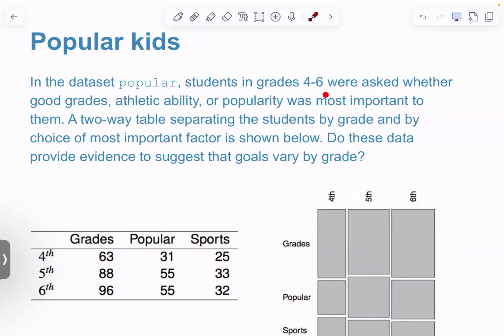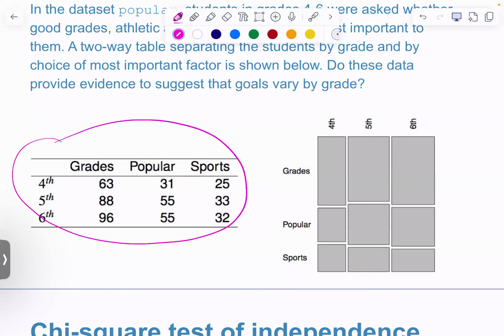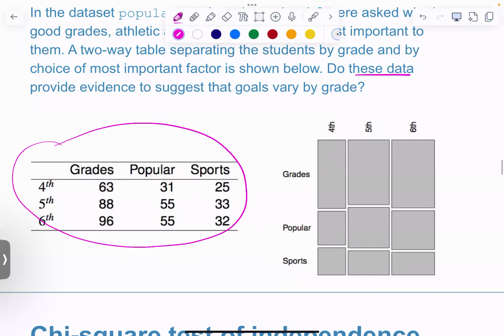Students in grades 4 to 6 were asked whether good grades, athletic ability, or popularity was most important to them. A two-way table separating the students by grade and by choice of most important factors is shown below. So right away, if you see something like this on the test, then you know it's going to be a chi-squared test of independence. Just seeing this should flag that to you. And do these data provide evidence? That's a hypothesis test. And this tells me it's a chi-squared test of independence.